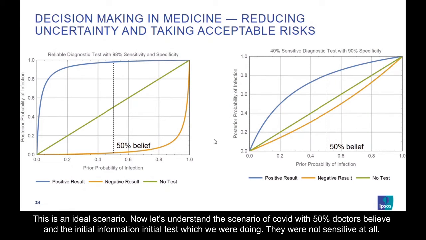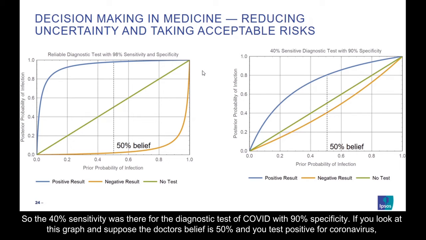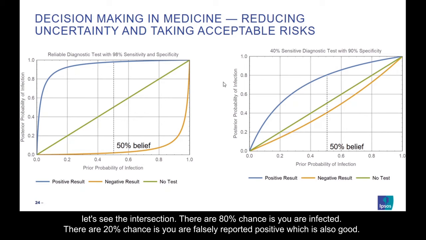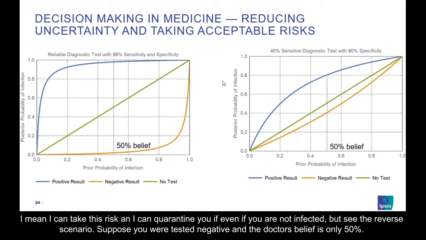Now let's understand the COVID scenario with 50% doctor's belief. The initial tests we were doing were not sensitive at all. There was 40% sensitivity for the diagnostic test of COVID and 90% specificity. If we look at this graph and suppose the doctor's belief is 50% and you test positive for coronavirus, let's see the intersection. There are 80% chances you are infected. There are 20% chances you are falsely reported positive, which is also okay. I can take this risk and quarantine you even if you are not infected.